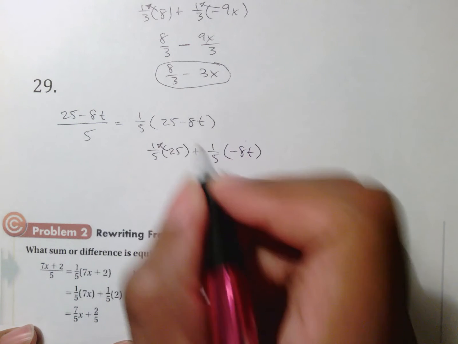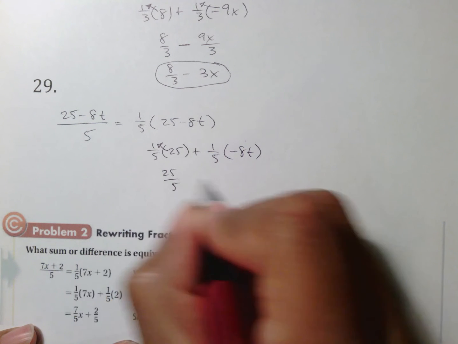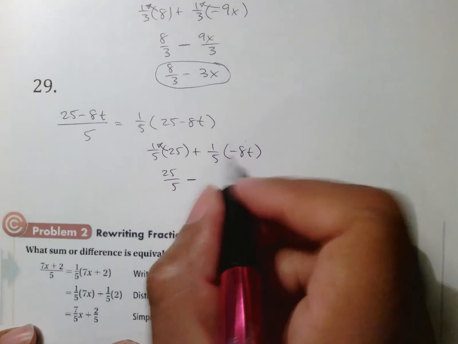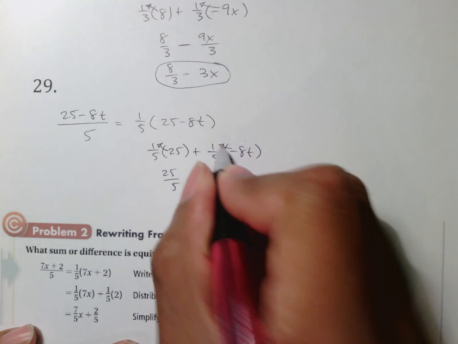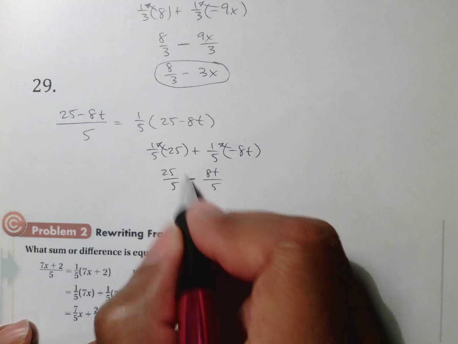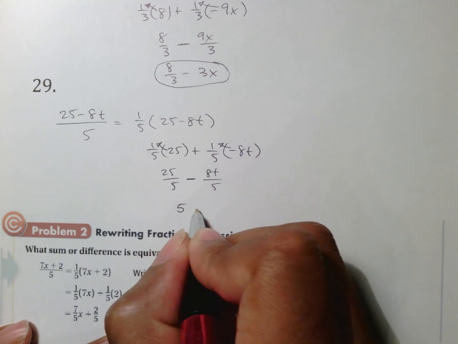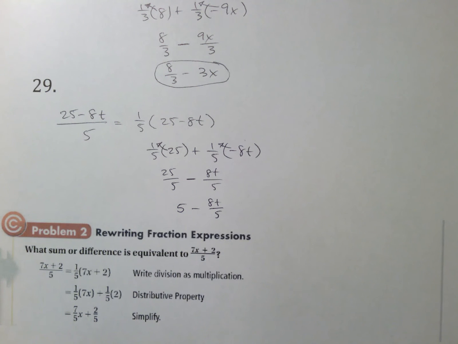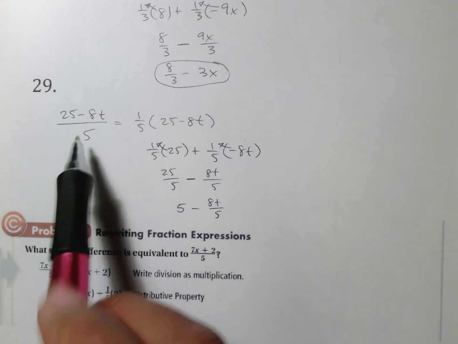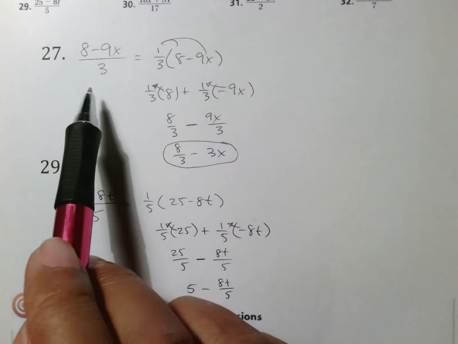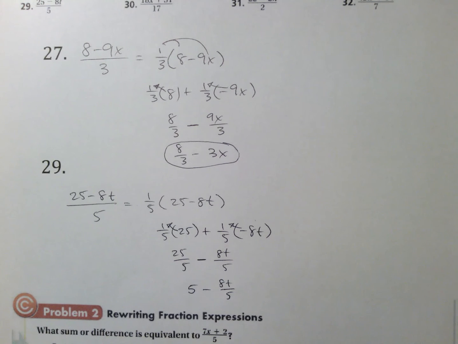Taking the whole number to the top of the fraction, you get 25 over 5. This is going to be a positive times a negative, which would be a negative 8t. Remember, it just gets sent to the top over 5. And even though 8 over 5 can't be reduced, 25 over 5 can, so we end up with 5 minus 8t over 5. So again, when you see this later on, if you have the fraction, it's just the same thing as taking this and turning it into 1/5, just like dividing by 3 is the same as multiplying by 1/3.